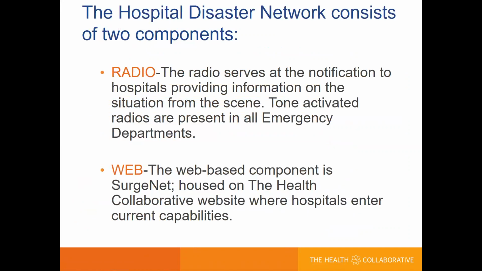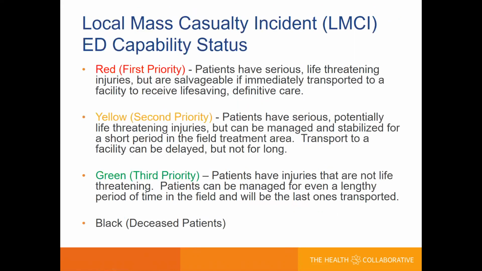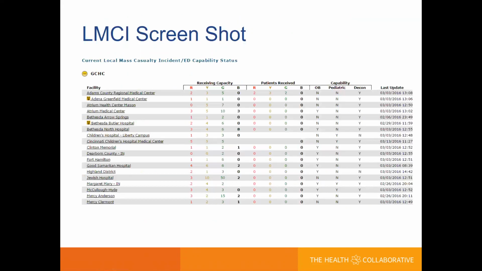There are two components to the DisasterNet, the radio and the web-based system. The radio serves as a notification to hospitals, providing information on the situation from the scene. The web-based component is called SurgeNet. Hospitals enter current capabilities for their emergency departments. When activated, the DisasterNet is used to notify hospitals that an incident has occurred and that hospitals are asked to enter their capabilities into the SurgeNet system. The hospital enters the number of each triage level that they can receive, red, yellow, or green. Hospitals cannot accept deceased patients during an incident.